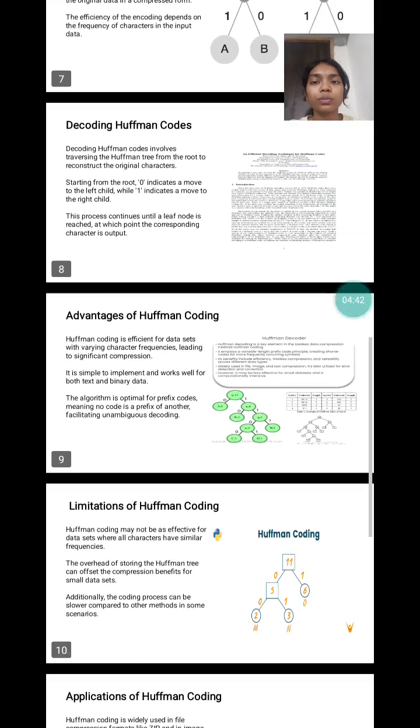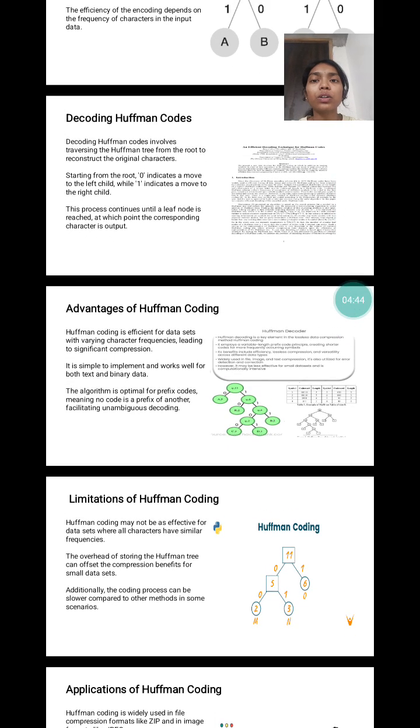Decoding Huffman code. Decoding Huffman code involves traversing the Huffman tree from the root to reconstruct the original character. Starting from the root, 0 indicates a move to the left child while 1 indicates a move to the right.